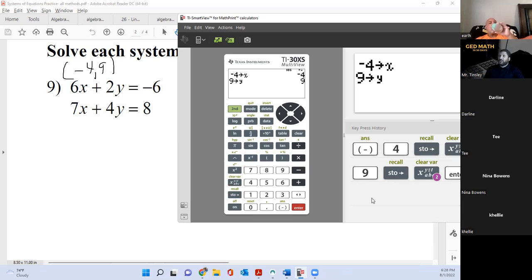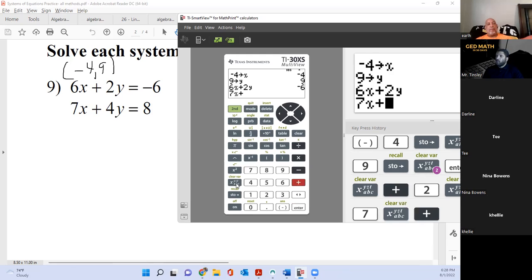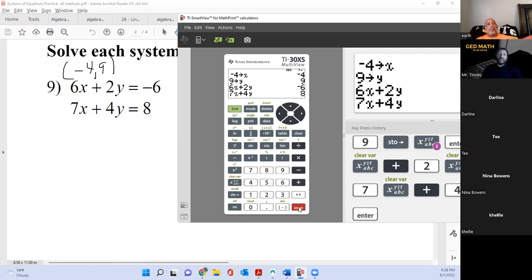So 6x plus 2y, we should get -6. Let's press enter. We got -6. So we know that works for the first equation. Let's type in the second equation, 7x plus 4y. We should get 8. When I press enter, we got 8. So we know that solution is correct for this system of equations.